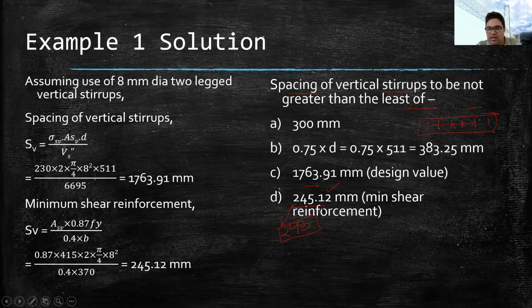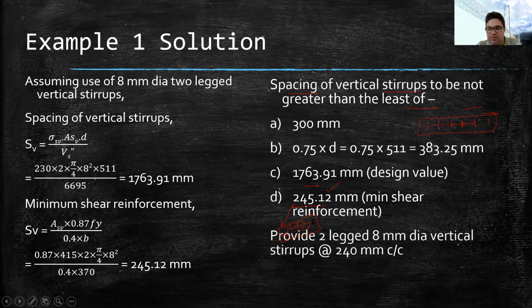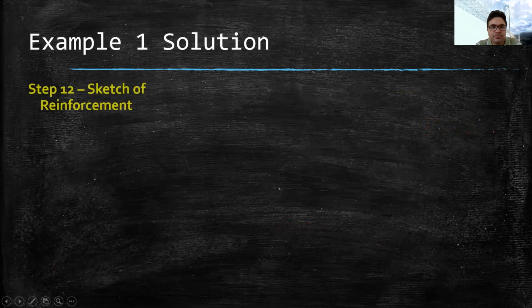So now we can adopt this value, and we will write here: providing two-legged 8 mm dia vertical stirrups at 240 mm center to center. So this finishes our design calculation for the singly reinforced beam. Now the final step is to make the sketch. All the calculations that we have done, now we will show in the sketch. So I will show that sketch to you.